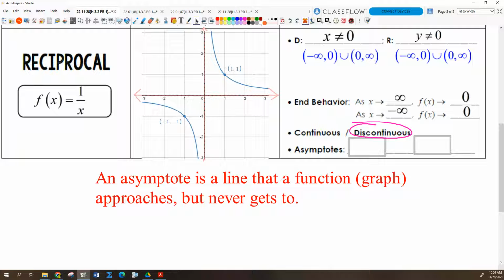Okay. And what are the asymptotes? Well, there are two asymptotes. We get the vertical asymptote x equals 0, and that's this guy right here. And we get the horizontal asymptote y equals 0.